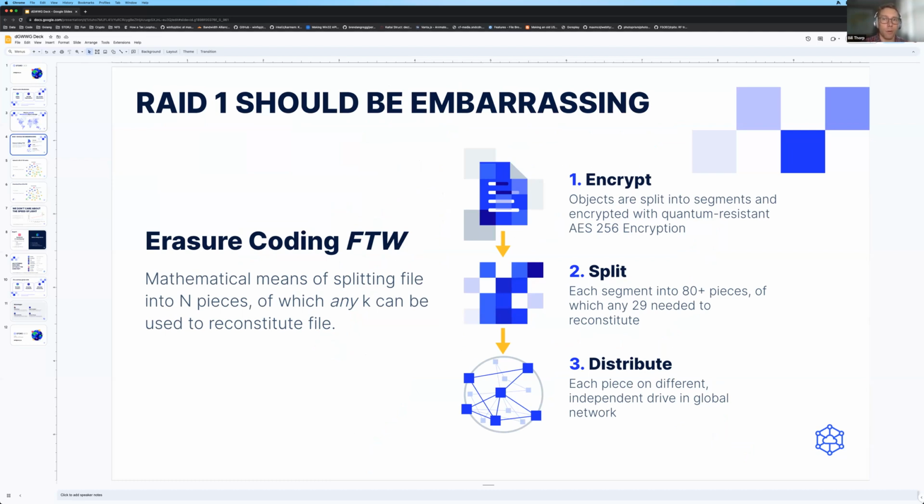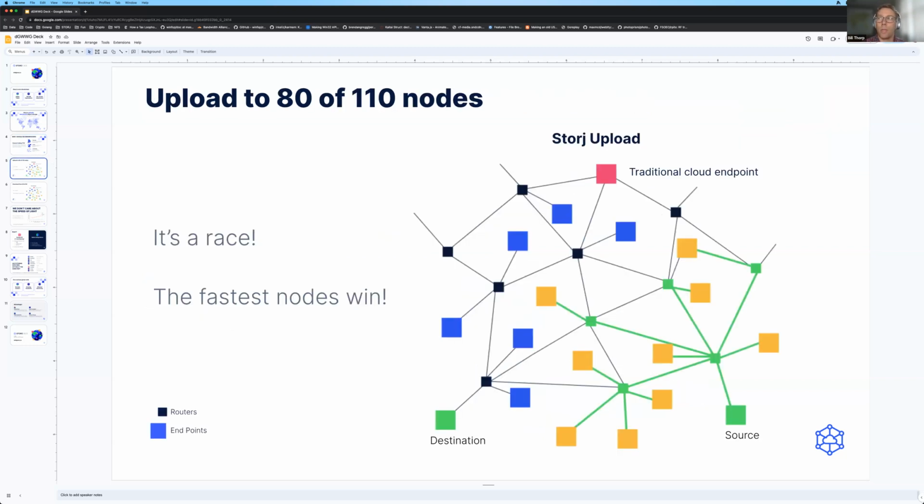Forgive me, I made all of these slides very tongue-in-cheek. We use a process called erasure encoding. It's the same thing that happens in RAID hard drives. It's math. You split a file into N pieces, but you only need K pieces to put that file back together. So in our case, we break a file into 110 pieces. Only 29 of those pieces will be necessary to put a file back together. We'll get to why this is all important. This is a neat sort of super RAID concept that we've got.